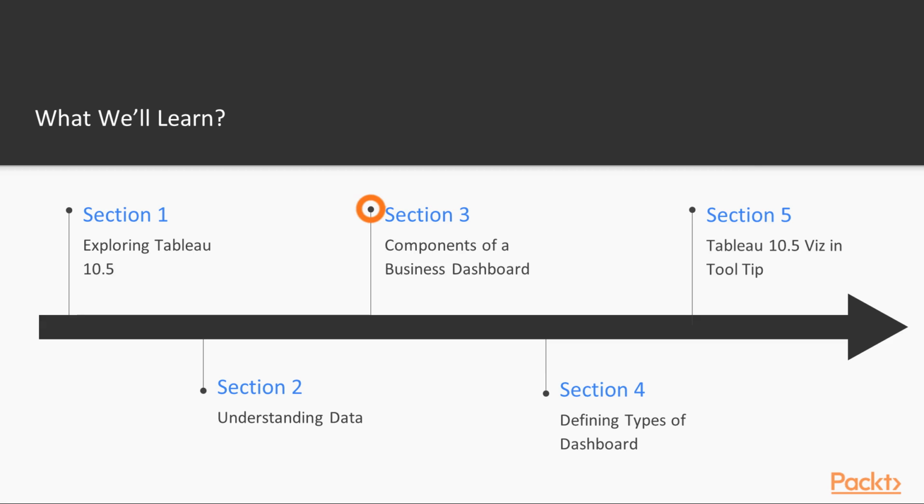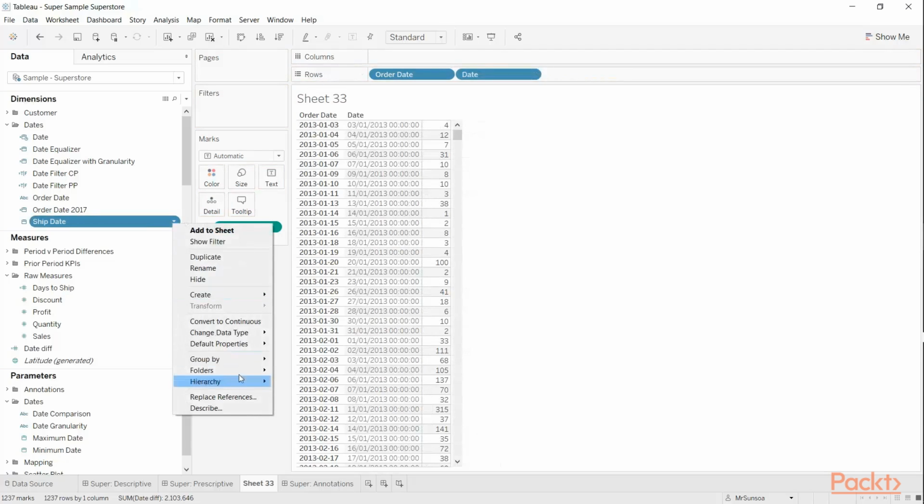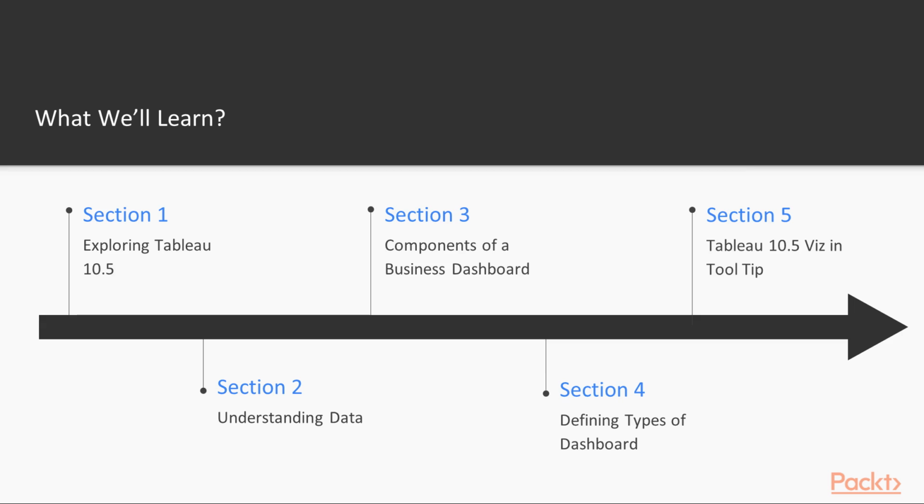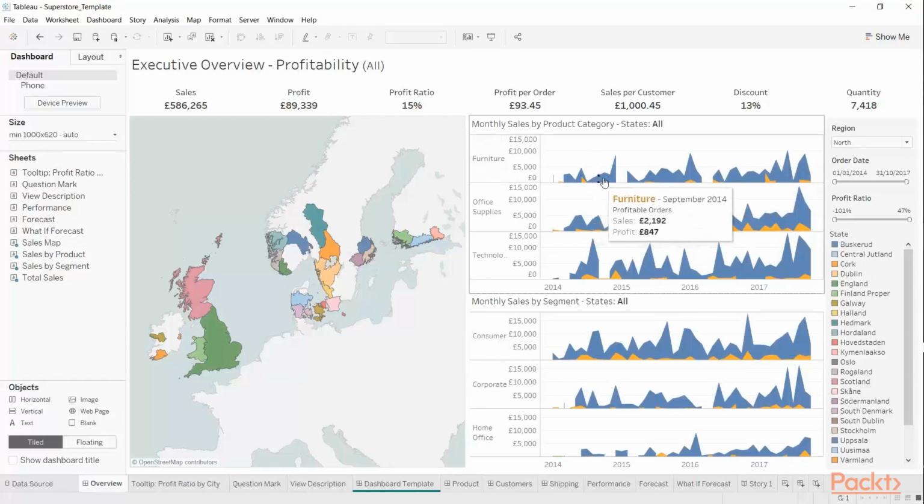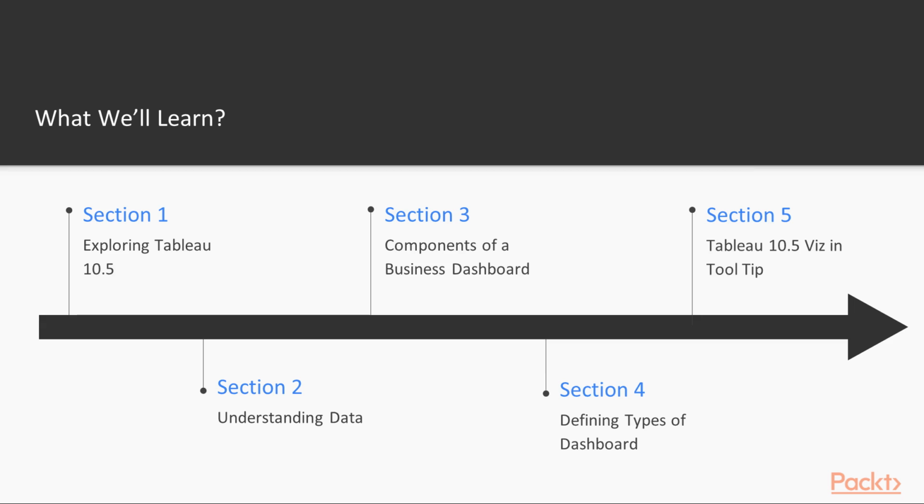In Section 3, the components of a business dashboard, we'll learn how to create a template, how to add interactivity using dates in a business dashboard, and making a worksheet into a story. In Section 4, Defining Types of Dashboards, we'll learn about the types of dashboards, and the differences between descriptive, prescriptive, and predictive. In Section 5, we'll look at Tableau 10.5's Viz in Tooltip.